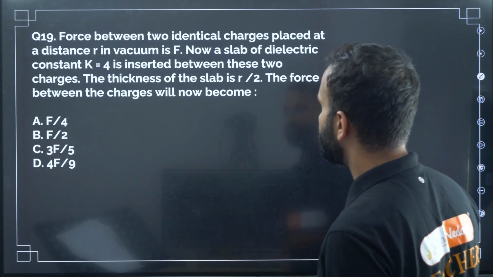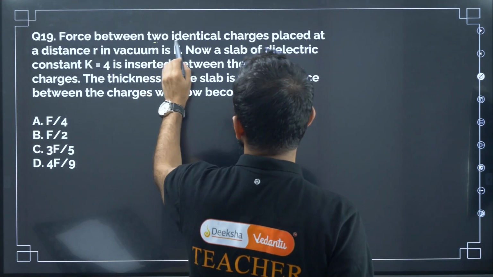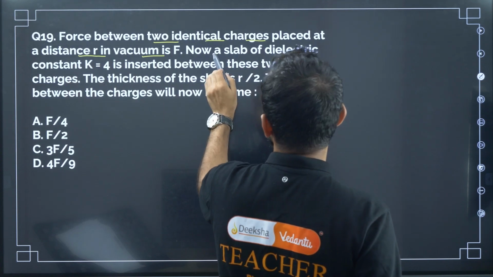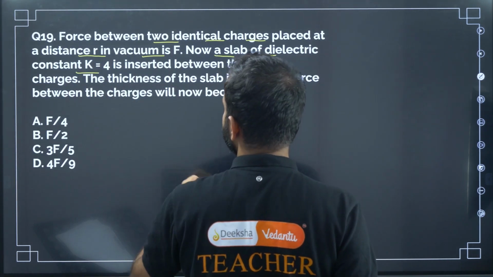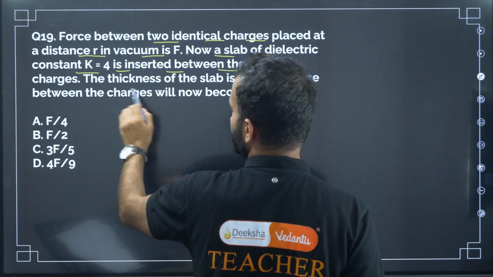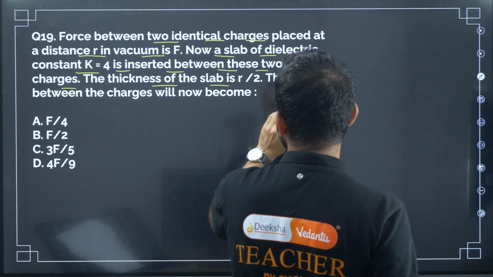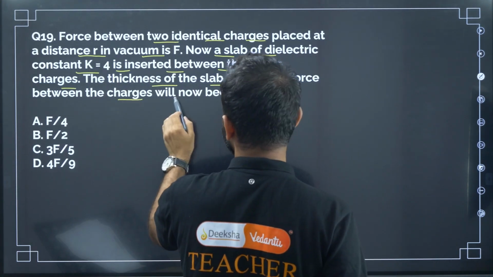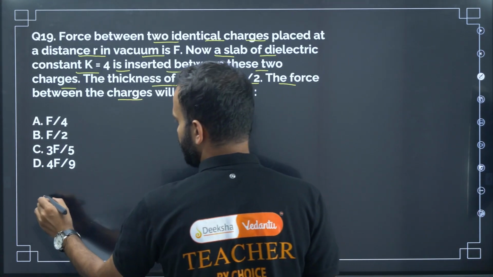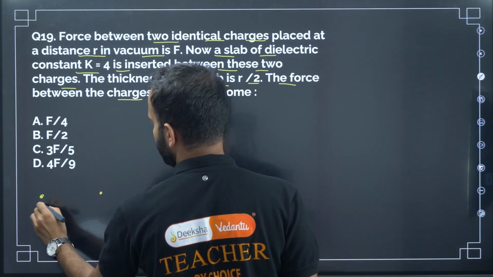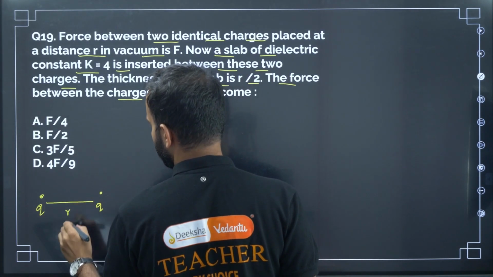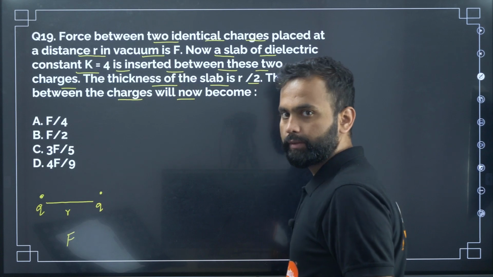Next one, question number 19. A force between two identical charges placed at a distance R in vacuum is F. Now a slab of dielectric constant K equal to 4 is inserted between these two charges. The thickness of the slab is R by 2. The force between the charges will now become. So here two charges Q and Q, the force between them is F, at distance R.